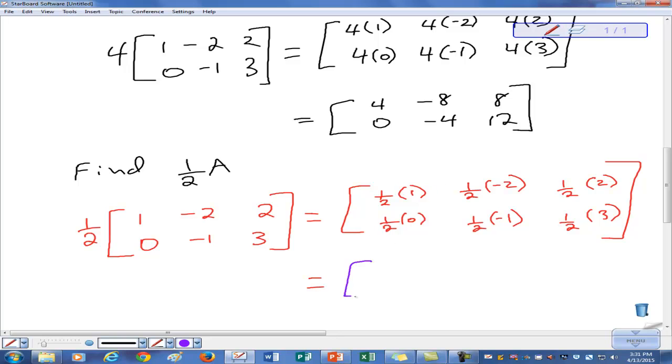1/2 times 1, of course that's going to be 1/2. 1/2 times negative 2, that's going to be a negative 1. And then here the 2's cancel, right? And you get a positive 1. And then 1/2 times 0, that's 0. And then 1/2 times negative 1, that's a negative 1/2. 1/2 times 3, this would be 3 over 1, right? So this would be 1 times 3 is 3, 2 times 1 is 2. And so that's your 1/2 of matrix A.